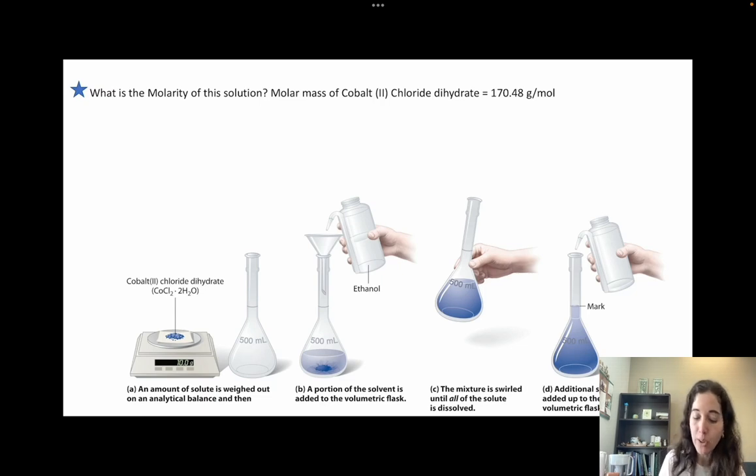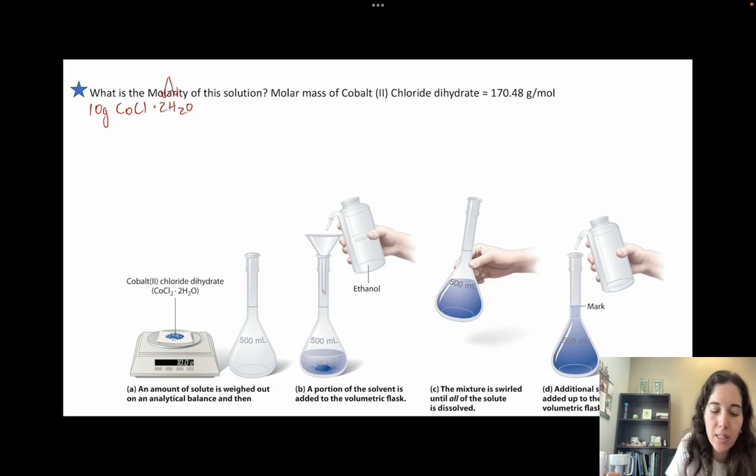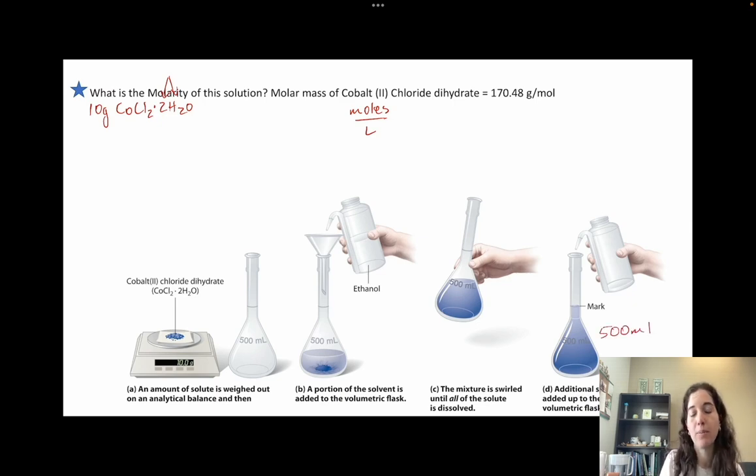Given that we have 10 grams of cobalt chloride dihydrate, that's what that represents. The di is the 2 here, dihydrate, that's the water. There's 2 waters attached to it. CoCl2, okay. And we want to find the molarity. So our molarity, remember, is in moles over liters. That's where we're headed. We can see here we have 500 milliliters, so we know the volume as well.